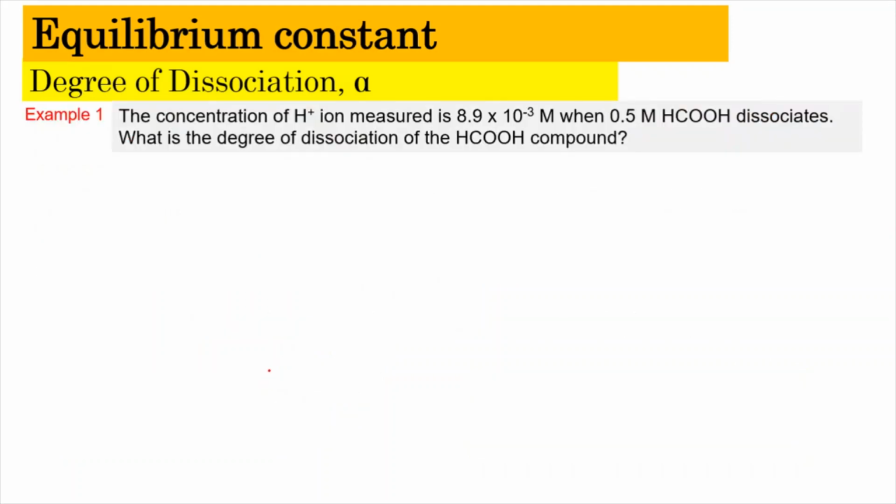So for example, number 1, the concentration of H plus ion measured is 8.9 times 10 to the power of negative 3 molar when 0.5 molar methanoic acid dissociates. What is the degree of dissociation of the methanoic acid compound? So the degree of dissociation here refers to alpha. And then the concentration of H plus ion, 8.9 times 10 to the power of negative 3 molar, refers to the change, or known as the X, because when the acid dissociates, it's going to produce a chemical equation to be something like this.